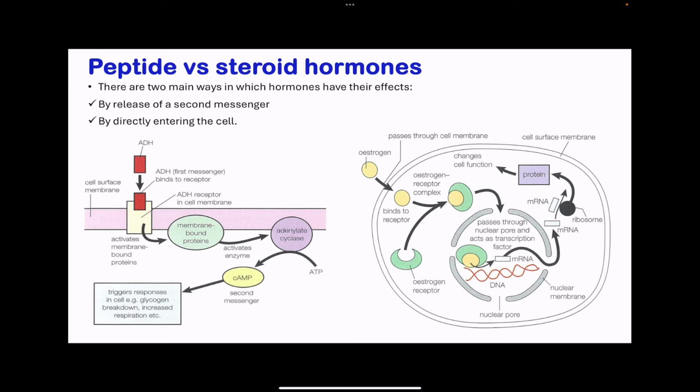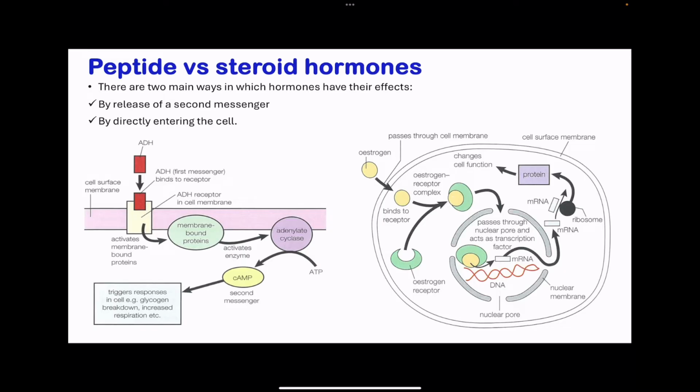Moving on to how hormones work, here we're going to be talking about the peptide hormones versus the steroid hormones. These work in 2 different ways. One can be by releasing of a second messenger, and the other can be by directly entering the cell. Peptide hormones, also called protein hormones, include insulin, adrenaline, ADH, and these are not soluble in lipid, and so they cannot cross the cell membrane directly.